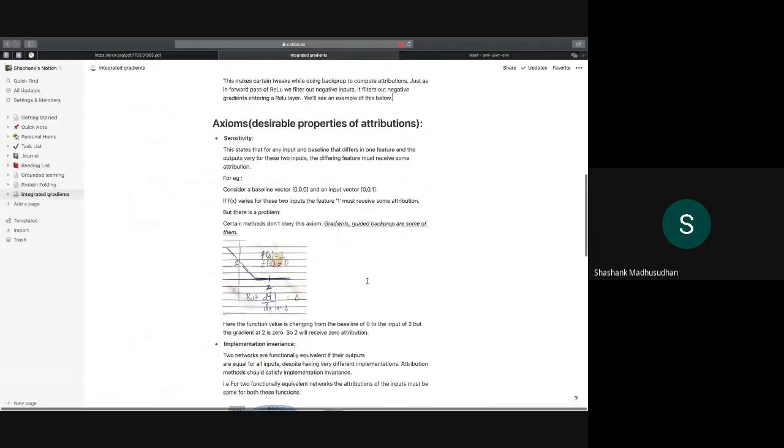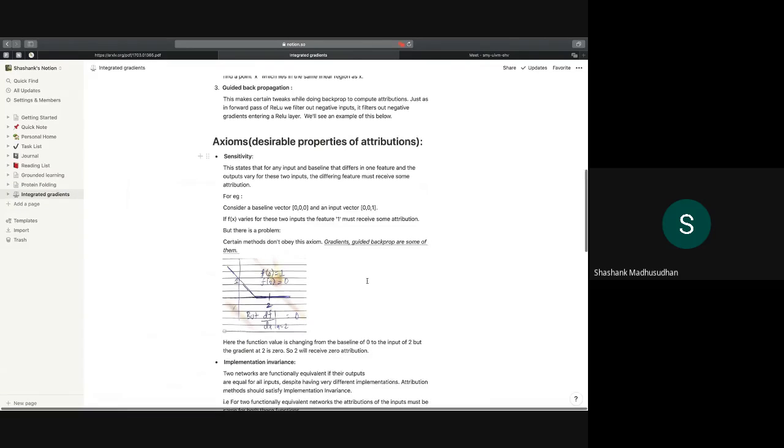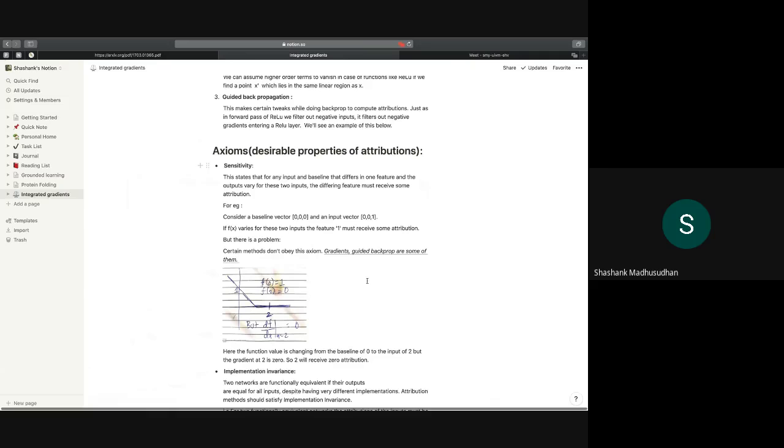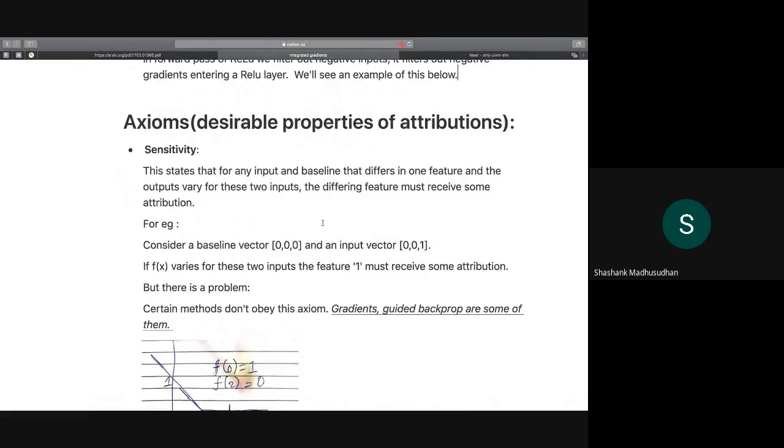Okay. The paper defines certain axioms or desirable properties of attributions. This is necessary because we need a way to evaluate these attributions so that we know how good or bad they are. The first one is sensitivity. Sensitivity checks that you take a baseline and change any one value in that baseline, and that becomes your input. If the input vector has a different output than the baseline vector, this one must receive some attribution because the output is sensitive to this change.